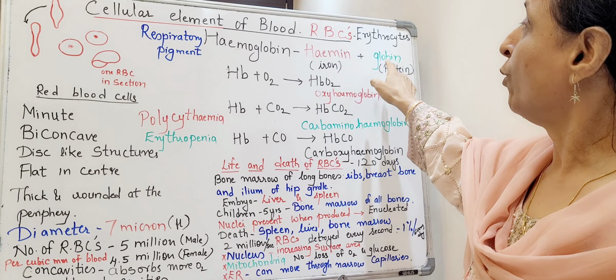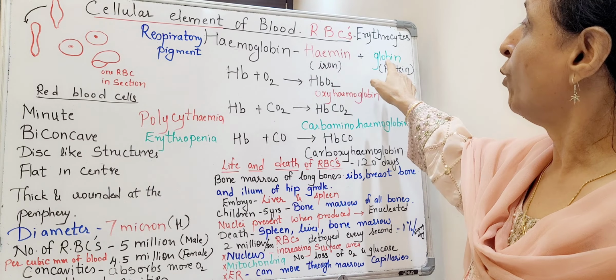So first let us see where they are made. They are made in the bone marrow of long bones, that is ribs, breastbone and the ileum. In the ribs, the breastbone and the ileums, there is space in between the big bones. That space is known as bone marrow. The synthesis of RBCs takes place in the bone marrow. Which bones? That is ribs, breastbone and ileum in the adult. Ileum is of the hip girdle, that is the pelvic girdle.